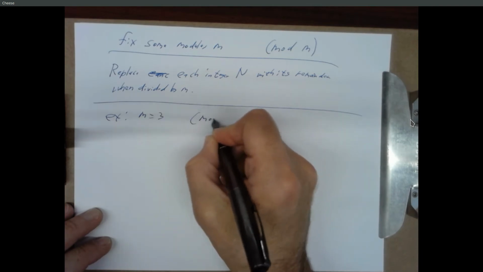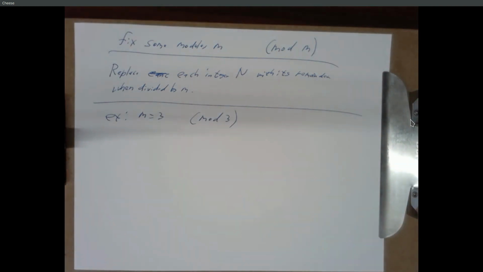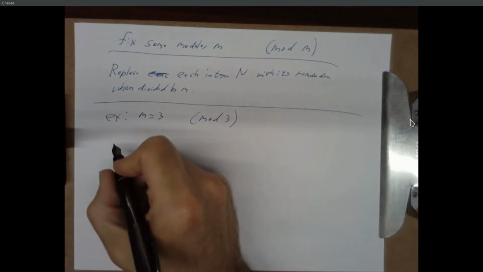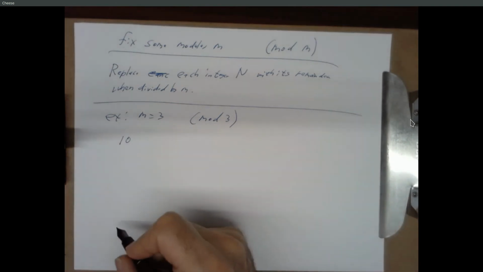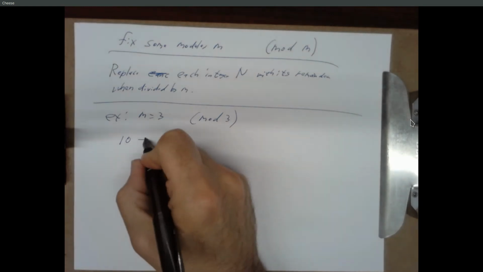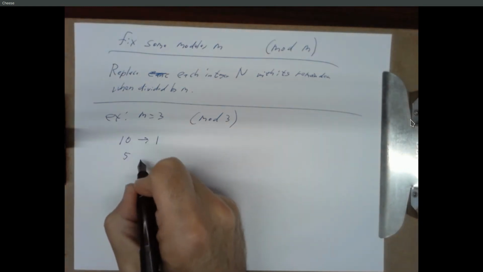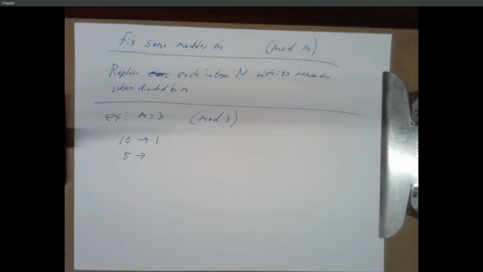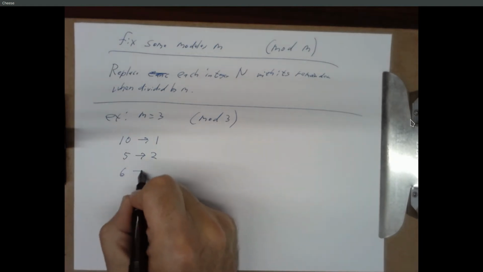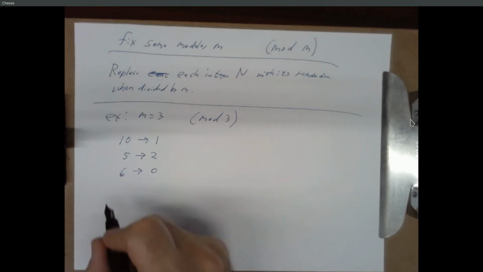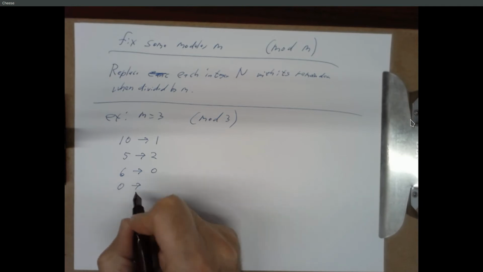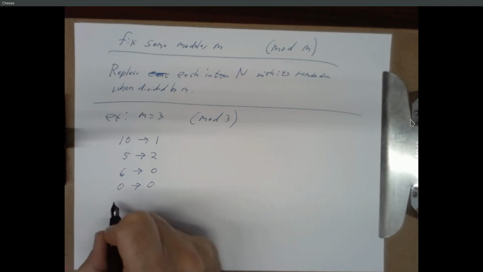So let's look at what happens if we do this modulo 3. If we take 10 and we divide it by 3, what's the remainder we get? If we take 5 and we divide it by 3, what's the remainder we get? If we take 6 and divide it by 3, what's the remainder? How about 0? 4?